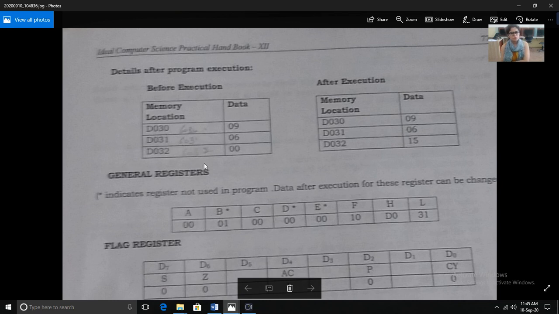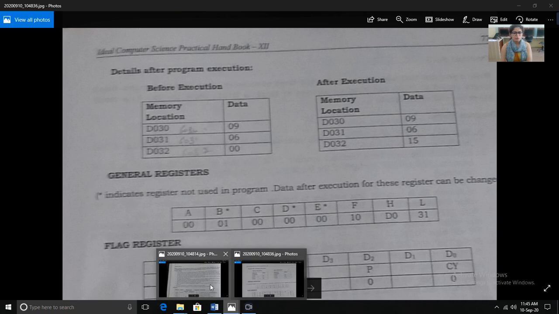6030, 6031, 6032, and the data is 09 and 06. You know the addition of 9 and 6 is 15. So the answer will be 15. This will be the table after execution. This is the result of the program after execution. Data is 9, data at the next location is 6, and the answer is 15. 9 plus 6 is 15.